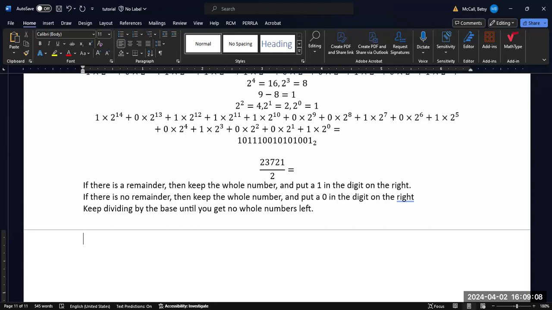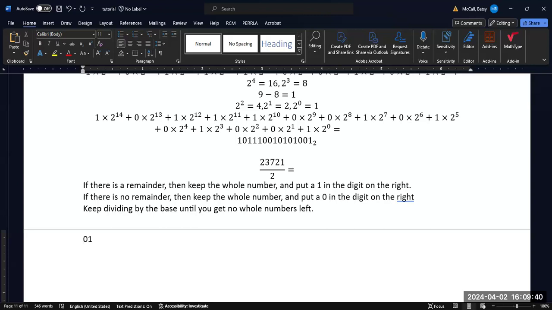Now, for the binary, though, it's just is it or isn't it, and then you take the whole number and you continue. So 23,721 divided by 2 is 11,860.5. So I'm going to take off the remainder, and I'm going to put a 1 in that right digit. And then I'm going to divide by 2 again, and I got a whole number, so I put a 0 in that next digit. I'm going to divide by 2 again.